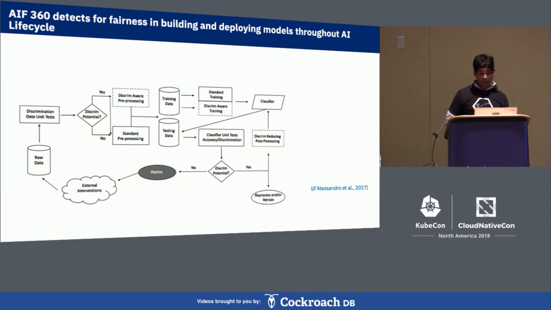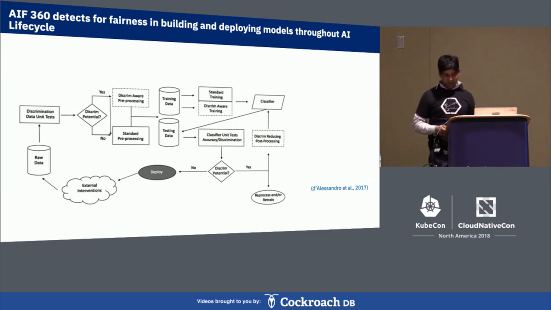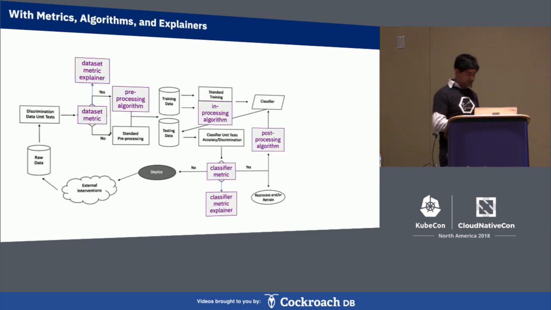And as I said, you can use it to detect bias at different levels of the whole AI lifecycle. It gives you metrics, algorithms, and explainers explaining why it found certain things biased, and then algorithms to mitigate that.